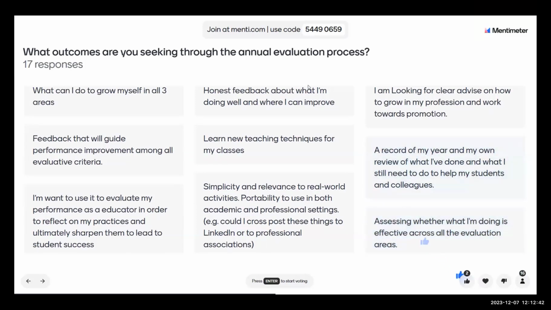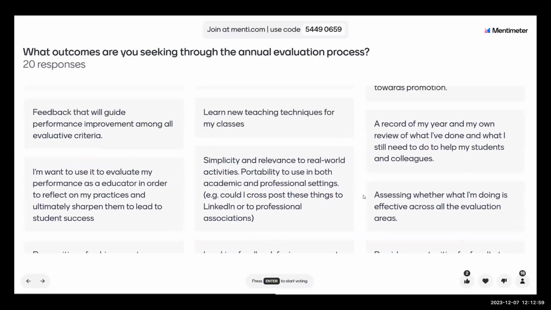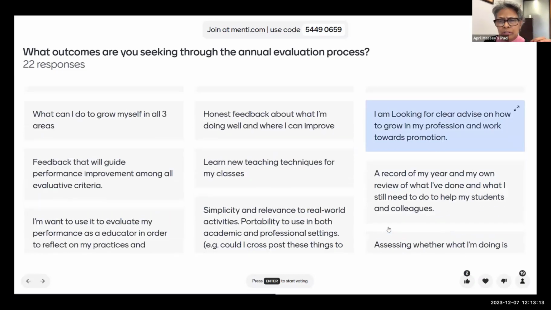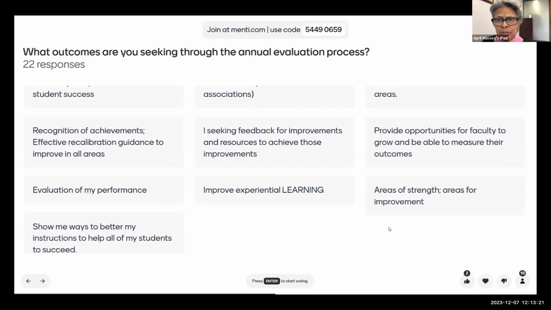Can you write more than one response? You can write whatever, as much as you want. Okay. Can you scroll down? There was one that I think started with something that used the word calibration in the bullet. There it is, recalibration.